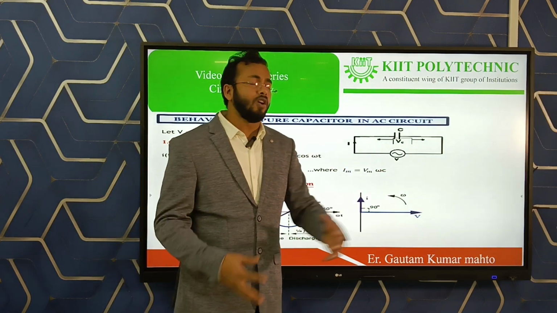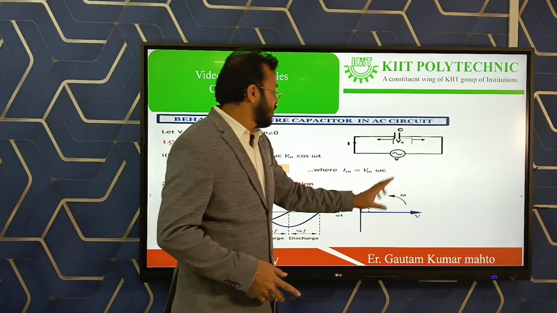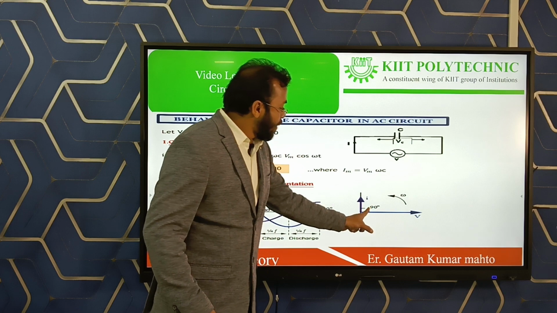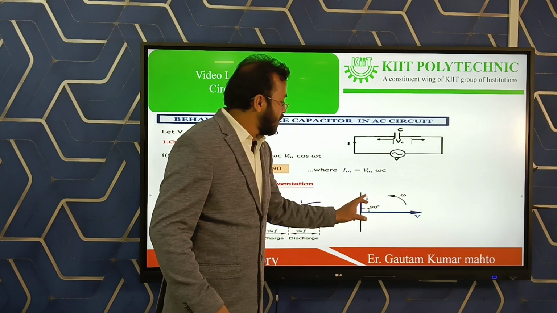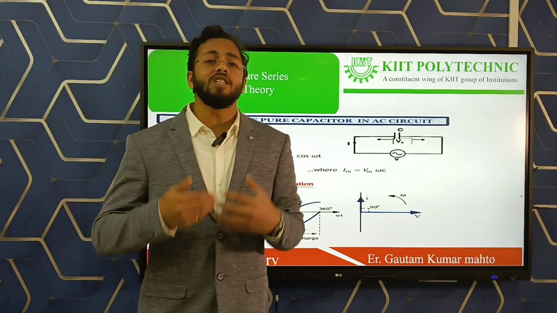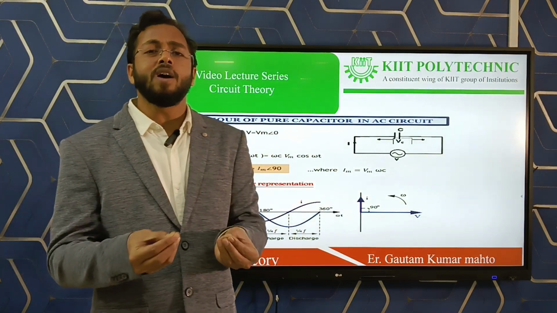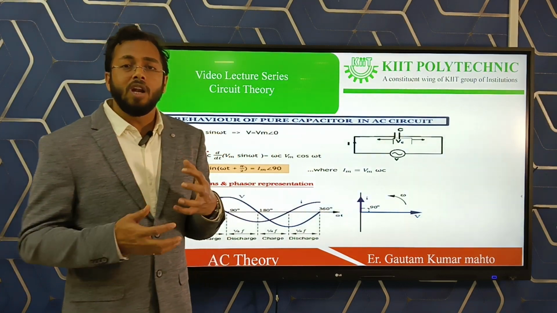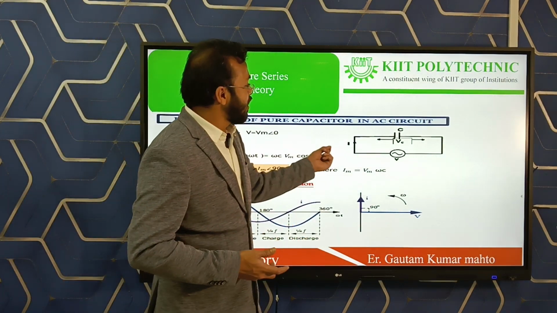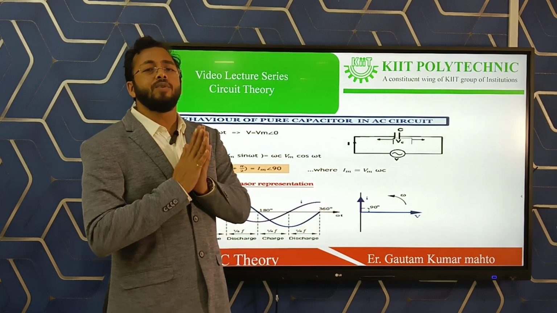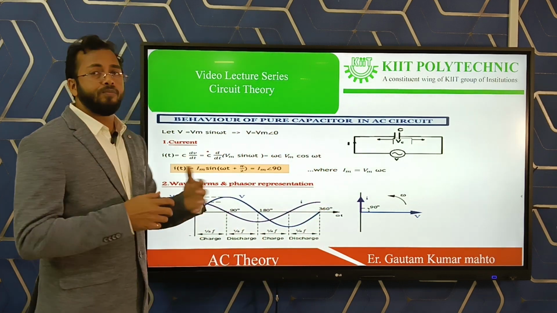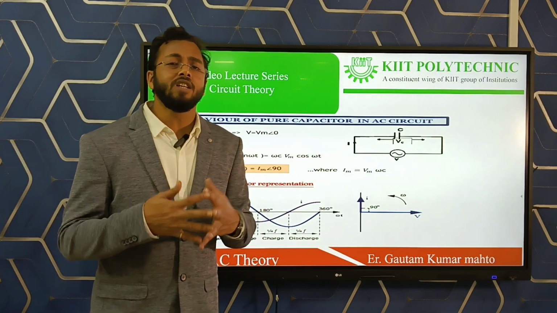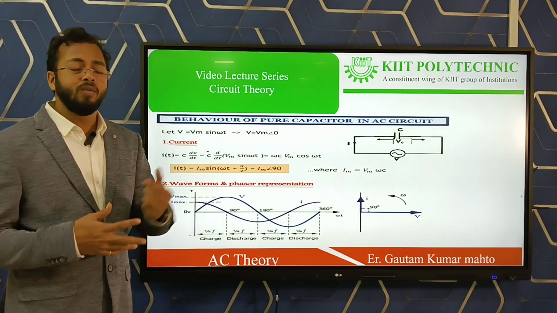Here the current is leading the voltage by an angle pi by 2. The voltage and current are perpendicular to each other, and the current is ahead of the voltage. That means the leading effect is due to the capacitive circuit, and the capacitor gives the leading effect to the current, where current and voltage have a phase difference of pi by 2. We have seen this in the waveform, in the phasor diagram, and through the equation by differentiating the relation between current and voltage.